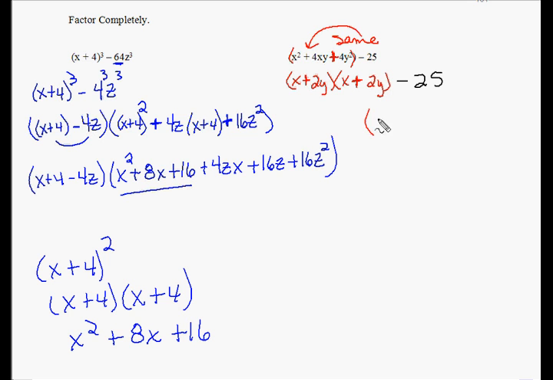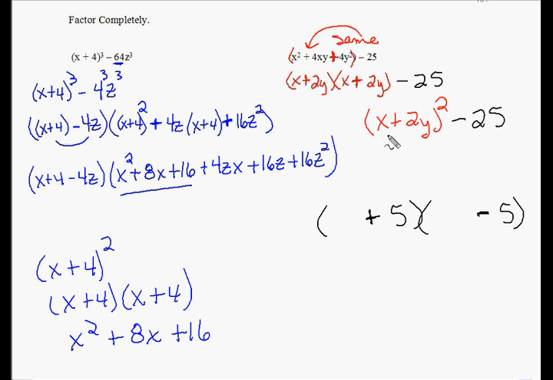Okay, rewriting this as x plus 2y squared, because it shows up twice, minus 25. It might be a little bit easier to see that this is the difference of perfect squares. For the difference of perfect squares, you want to write the same thing twice, one with a plus and one with a minus. The 25 is pretty easy to see and break down as a 5 in the back. But how do we break down x plus 2y squared? Well, it means that I have an x plus 2y twice.